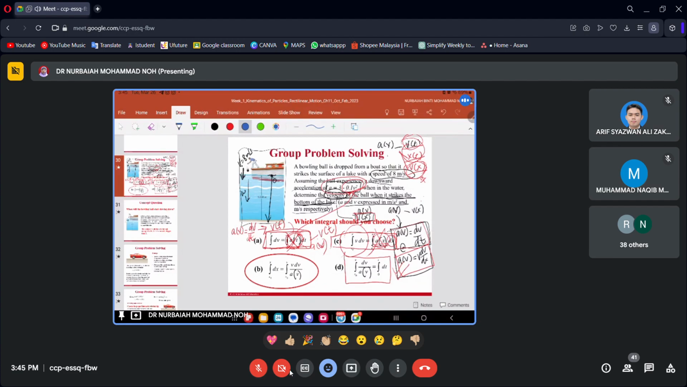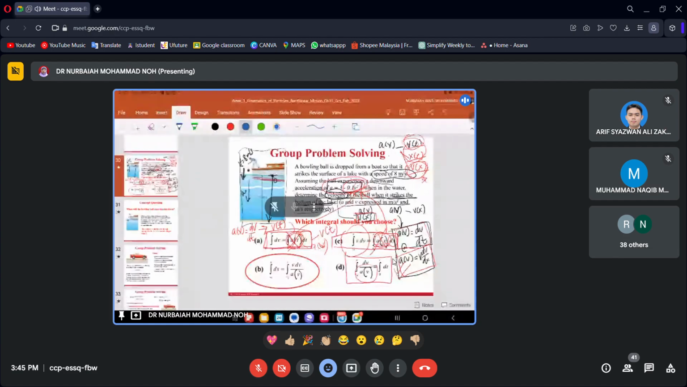A is a function of x. Again, kita a is a function of v. Nampak tak v kat sini? So kat sini kita ada a is a function of v. Okay, fine. Kenapa D tu salah?